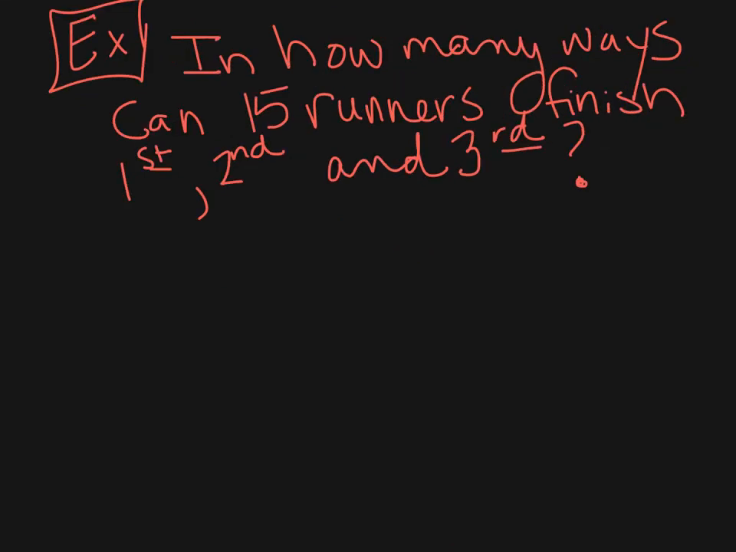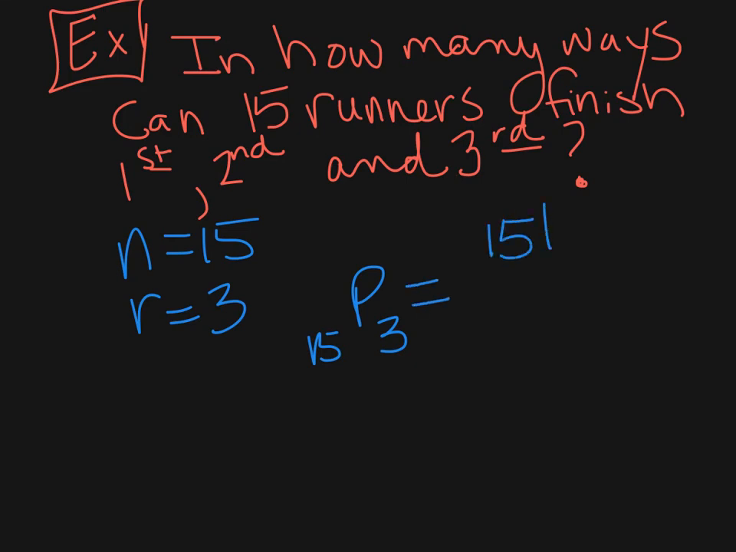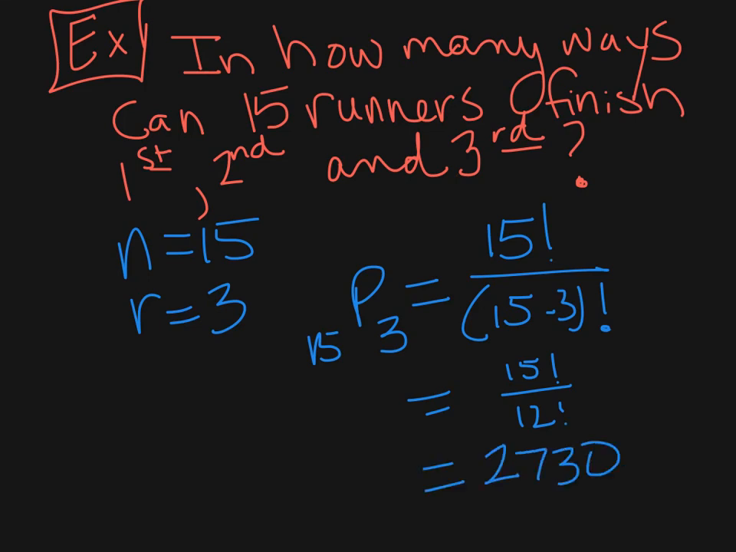For example, in how many ways can 15 runners finish first place, second place, and third place? So our n is going to be 15, and our r, which is the number of items we want, is 3. So we're going to do 15 permutations size 3. So it's going to be 15 factorial over 15 minus 3 factorial, which is just going to simplify to 15 factorial over 12 factorial. And there are 2,730 ways that 15 runners could possibly finish first, second, or third.